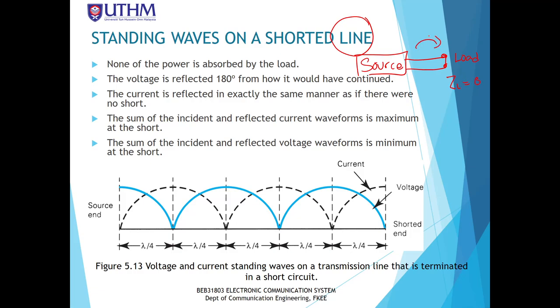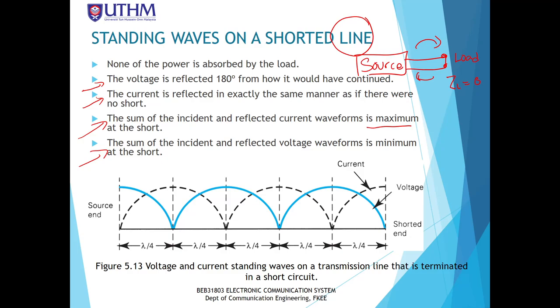Okay, so none of the power is absorbed by the load. Okay, tidak ada power yang absorbed by the load. It's gonna be total reflection. Okay, so the voltage is reflected with 180 degree phase shift. Okay, and the current is reflected, but there's no phase shift. Tidak ada perubahan fasa pada current. Current also will be reflected. Okay, both voltage and current will be reflected, but only the voltage will have the 180 degree phase shift. There's no phase shift in the current. So the sum of the incident and reflected current is maximum at the short, okay? And then the sum of the incident and reflected voltage is minimum at the short.